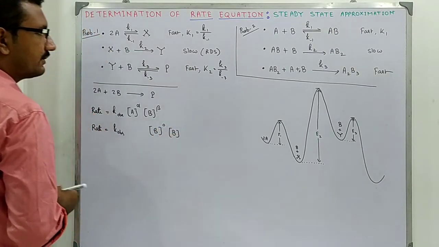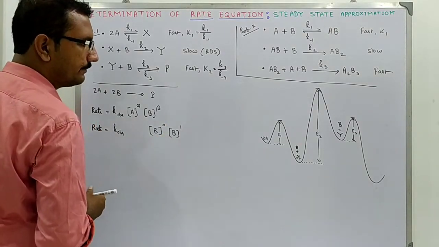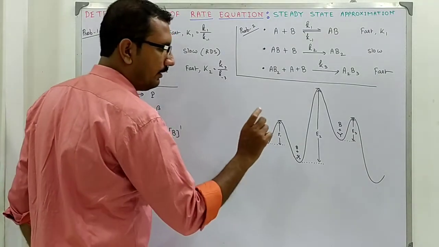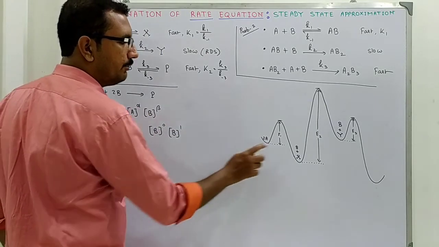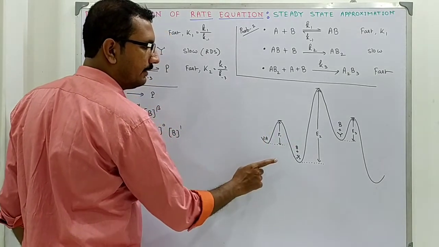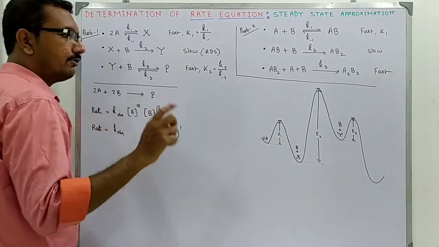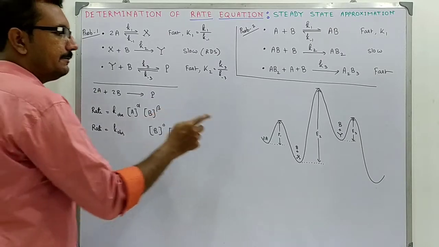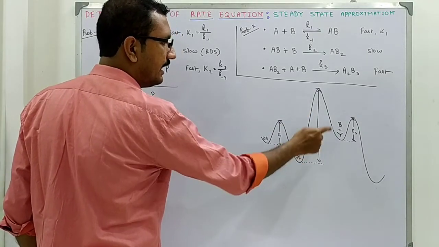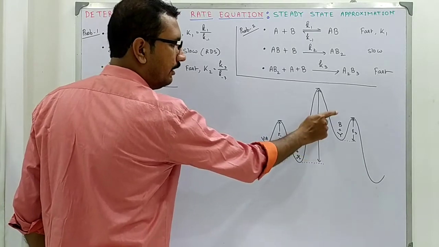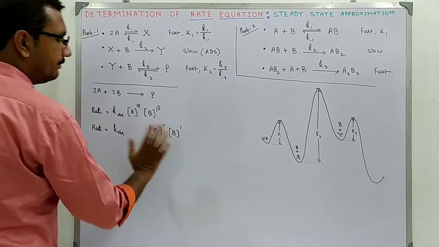This contribution must be taken into consideration, so it will be to the power 1. There are 2 B here. The contribution of this B must be granted and the contribution of this B must be neglected in the barrier crossing process, since this B appears in the rate determining step having the high activation energy and this B appears in the first step having the low activation energy. So this is the picture.